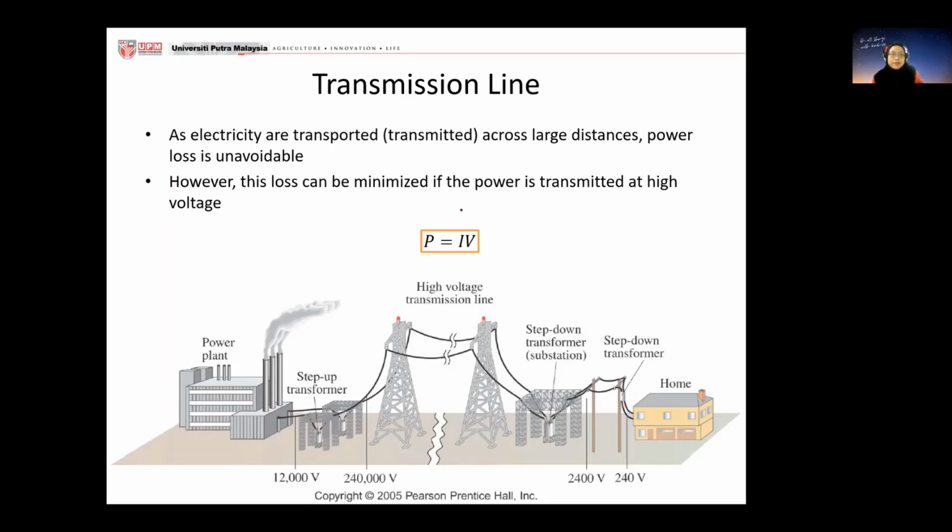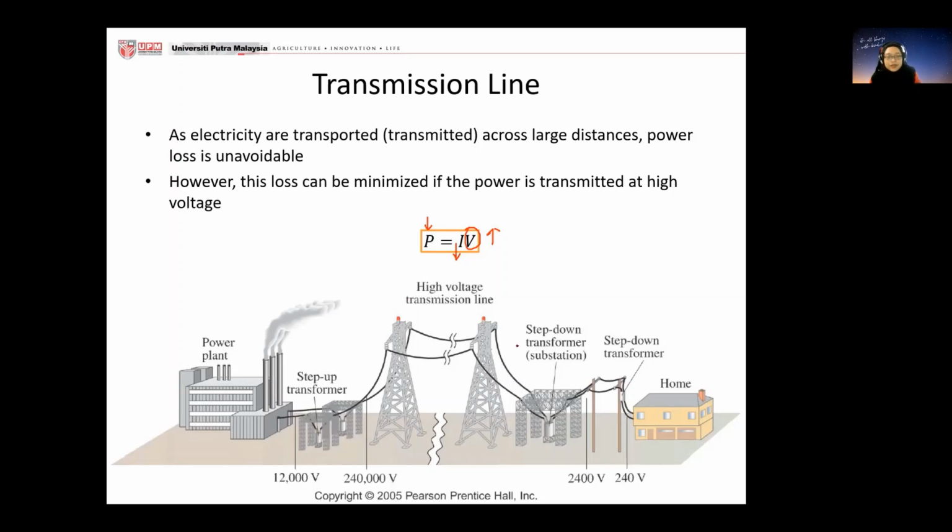However, this loss can be minimized if the power is transmitted at high voltage. If you look back at this equation, P equals IV, so power is equal to current times voltage. Power is constant, the same amount of power, same amount of energy. However, if you transmit it at a high voltage, automatically the current is lowered.